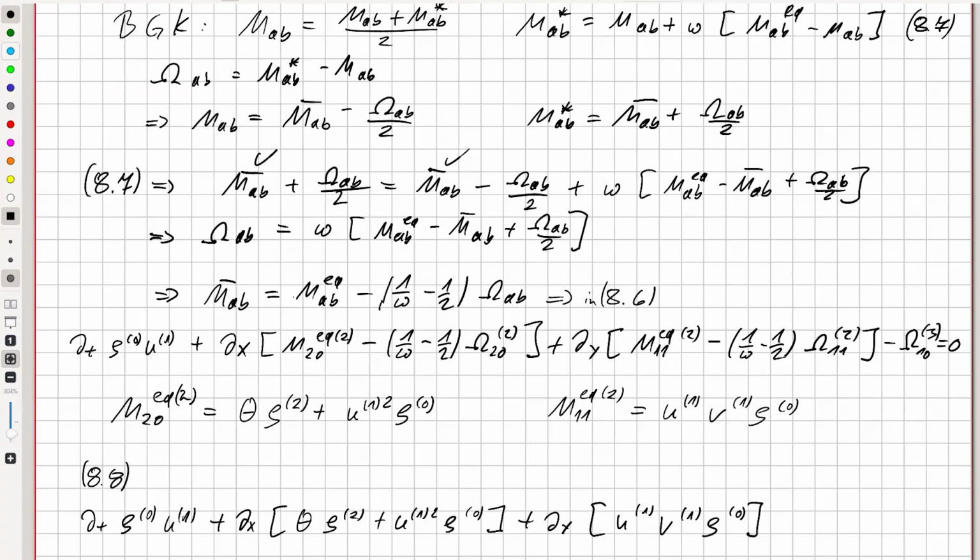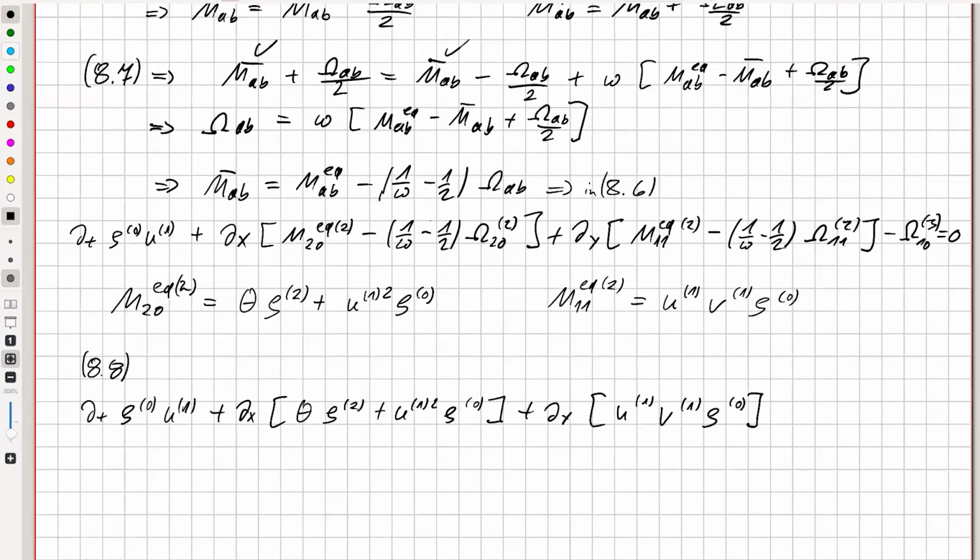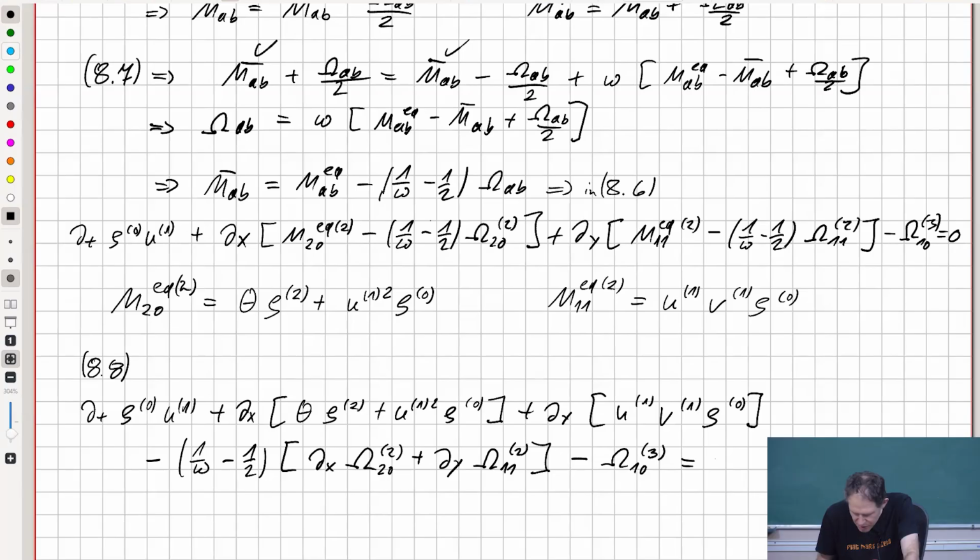So this was all the equilibrium part. Now comes the non-equilibrium part, minus 1 over omega minus 1/2, so the Hénon correction, into dx omega 20 to second order plus dy omega 11 to second order. This minus omega 13 to third order. All of this is equal to 0.